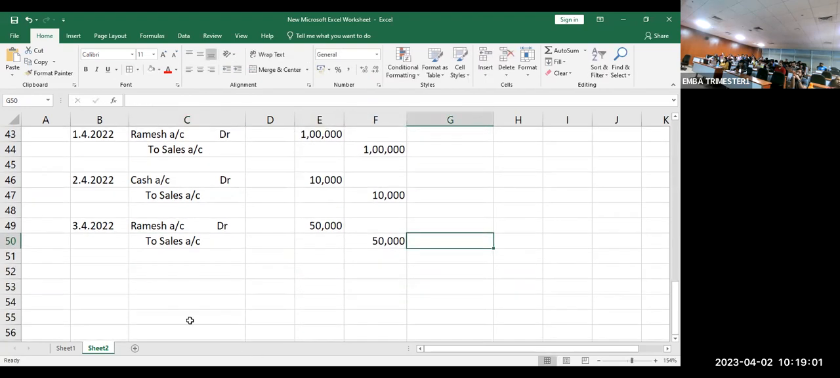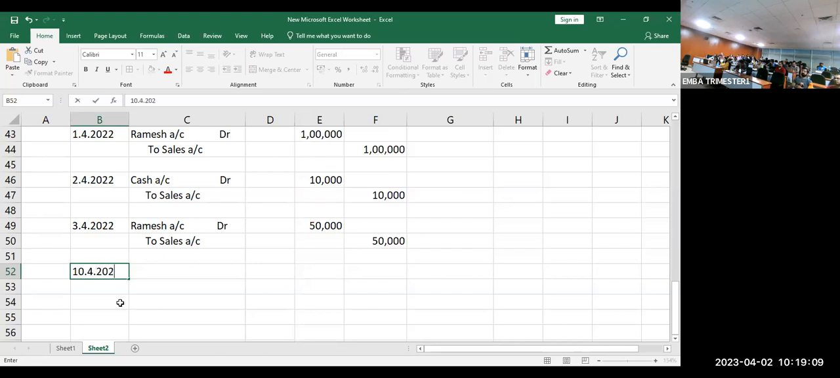$50,000. Okay. Another day, 10/4 is coming to you and telling, sir, take my amount. Okay, he's giving you a check. He's giving a check for rupees 60,000.